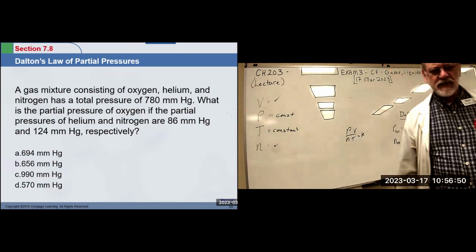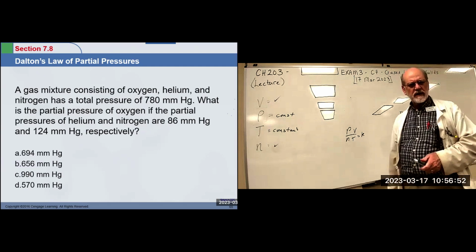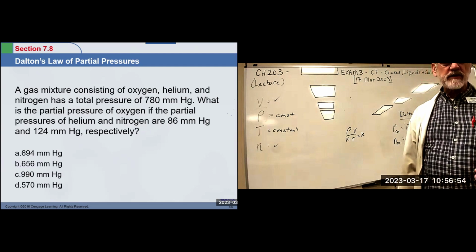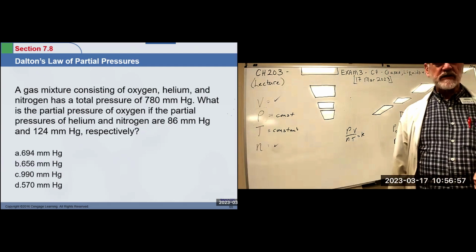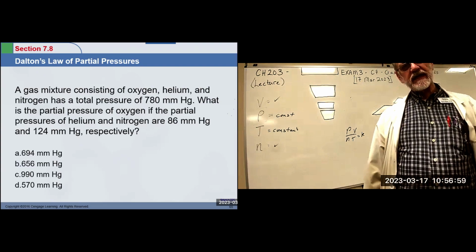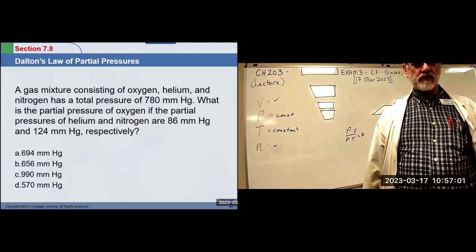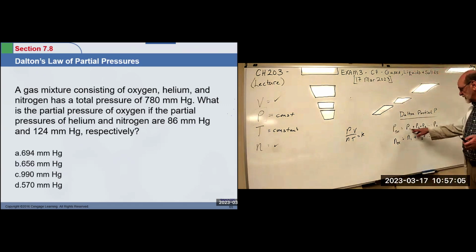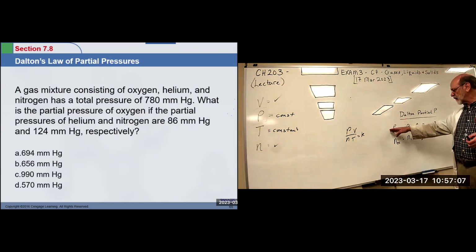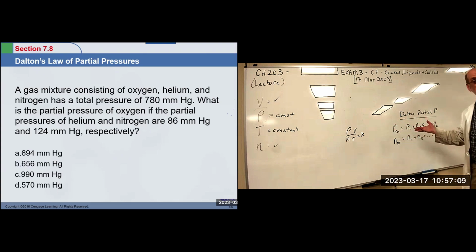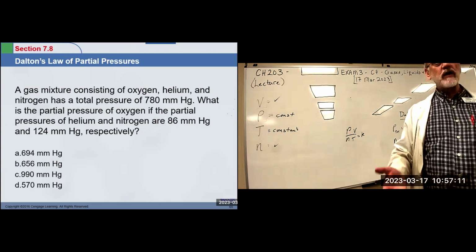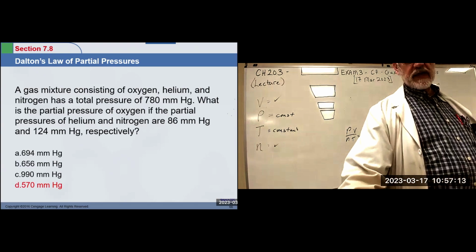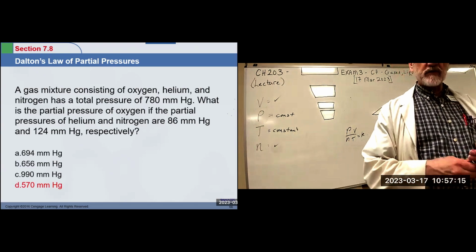So if we have a gas mixture of oxygen, helium, and nitrogen, with a total pressure of 780 millimeters, what's the partial pressure of oxygen if the partial pressures of helium and nitrogen are 86 and 124 respectively? Well, we know that those three have to add up to the total. So we've just got an equation with one unknown. We can solve it, and it turns out to be 570 millimeters of mercury.